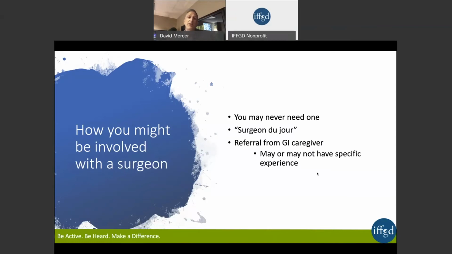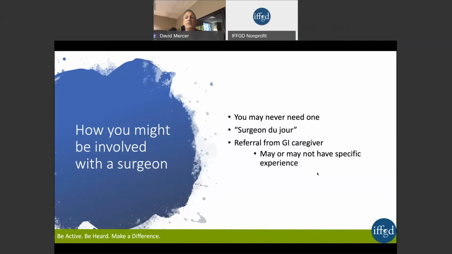Another good percentage of you may have been referred to a surgeon from your GI caregiver specifically. And this might be somebody who they have a long relationship with, or somebody at their institution who has a specific interest or expertise in your area. But that can be very highly variable across the country as to what that actual expertise is. And it is your right, and I would say your duty, to find out a little bit what that experience is. And we'll touch on that, I think, one or two slides from now.